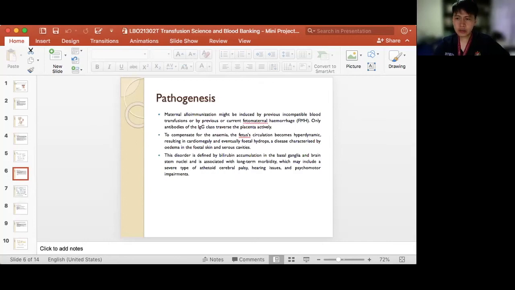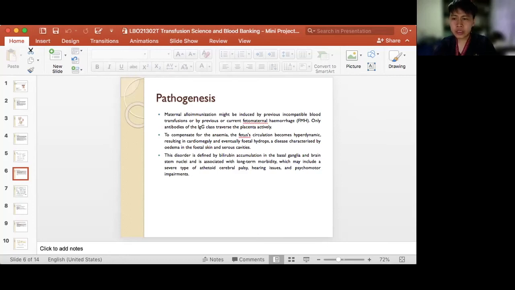Now, pathogenesis. Maternal alloimmunization might be induced by previous incompatible blood transfusion or by previous or current fetal-maternal hemorrhage. Only antibodies of the IgG class traverse the placenta actively. To compensate for the anemia, the fetal circulation becomes hyperdynamic, resulting in cardiomegaly, and eventually fetal hydrops, a disease characterized by edema in fetal skin and serous cavities.